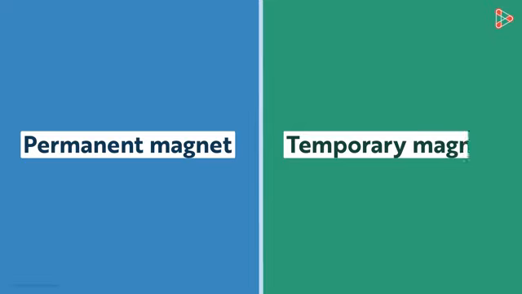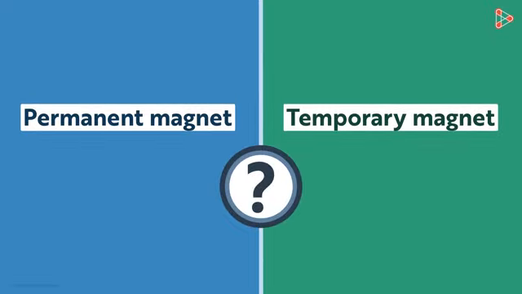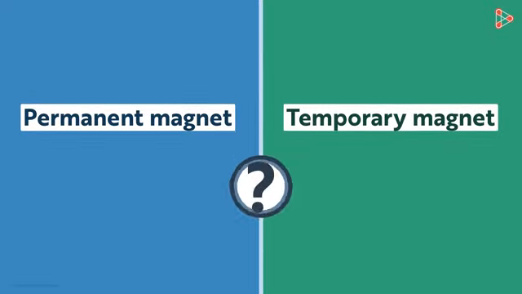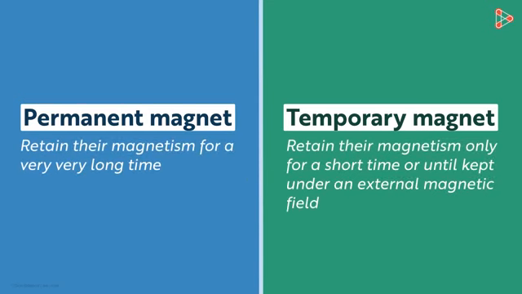We have studied the two types of magnets in our past videos: permanent magnets and temporary magnets. Do you remember them? This is how one can define them in simple words. Please take a moment and go through these definitions.